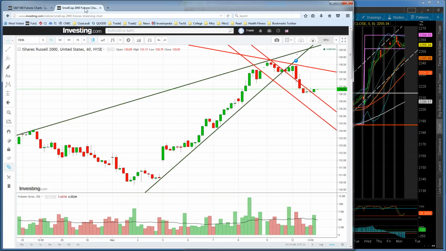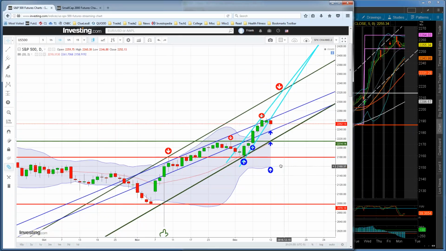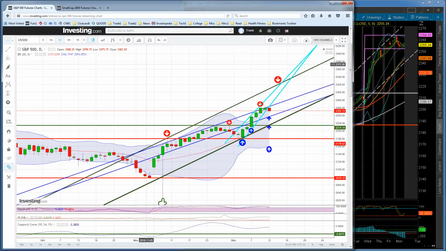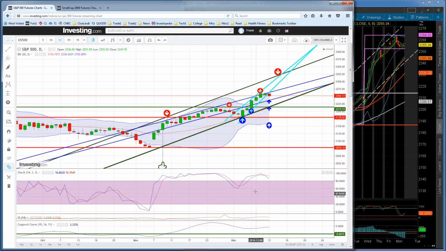Let's take a look. That was your S&P. That's the whole kit and caboodle from post-election. Okay, post-election. And let me see if I have the stochastics here. And this is a daily chart, so it's cutting out a lot of the noise. Looking at the stochastics here, the daily has crossed down.